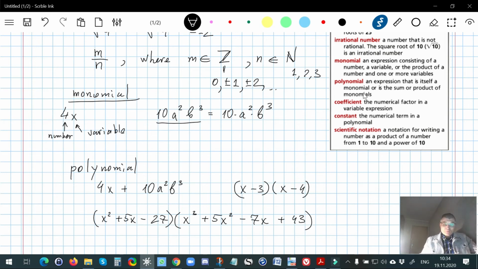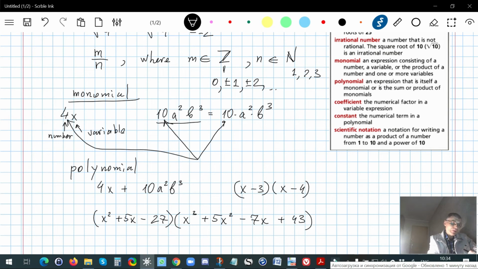Coefficient: the numerical factor in a variable expression. Here 10, here 4, that's a coefficient. Constant: the numerical term in a polynomial. So coefficients are constants. We don't call a squared a coefficient because it can be changed. A constant is something that cannot be changed in the framework of this problem.